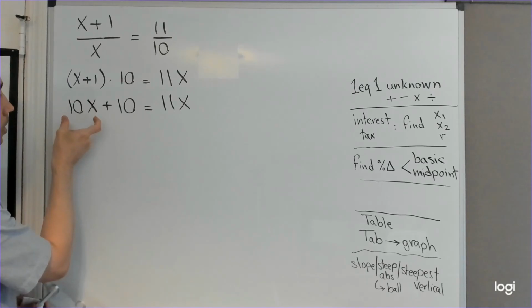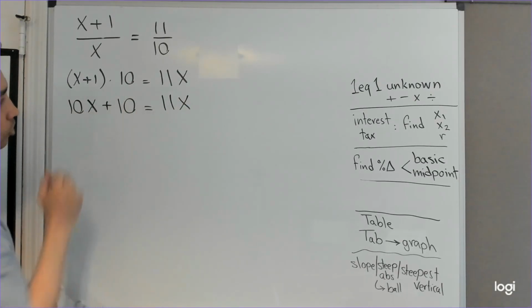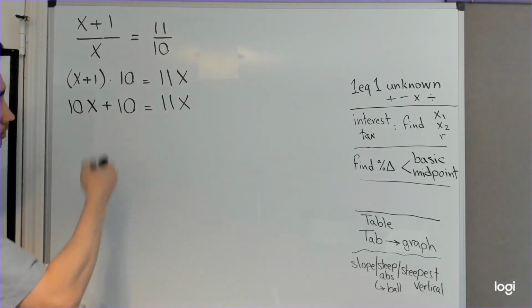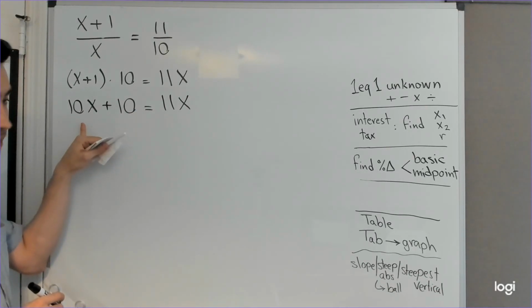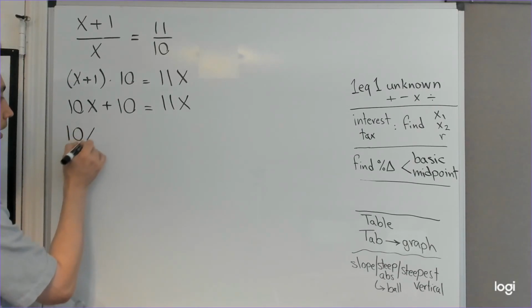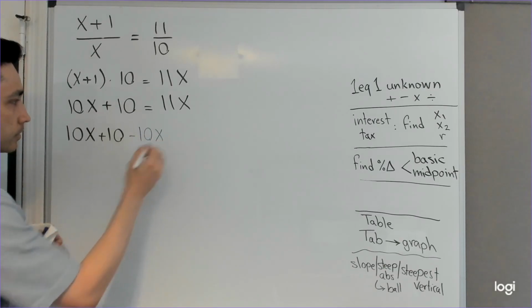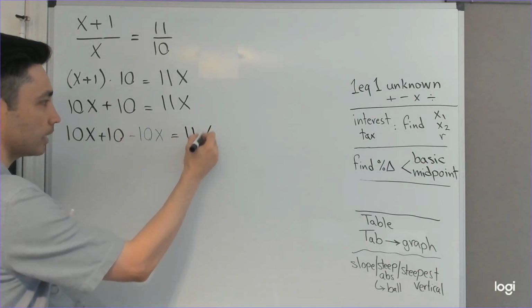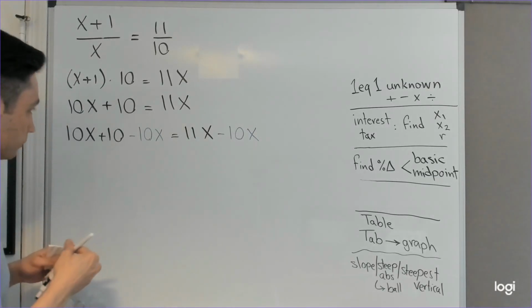Instead, I notice I have 10x and 11x. So I need to collect all the x's on one side and everything else on the other. To do this, I subtract 10x from the left and also from the right. So it's going to be 10x plus 10 minus 10x equals 11x minus 10x.